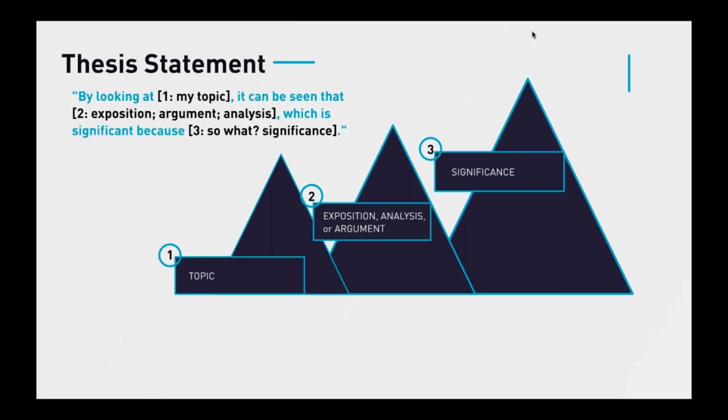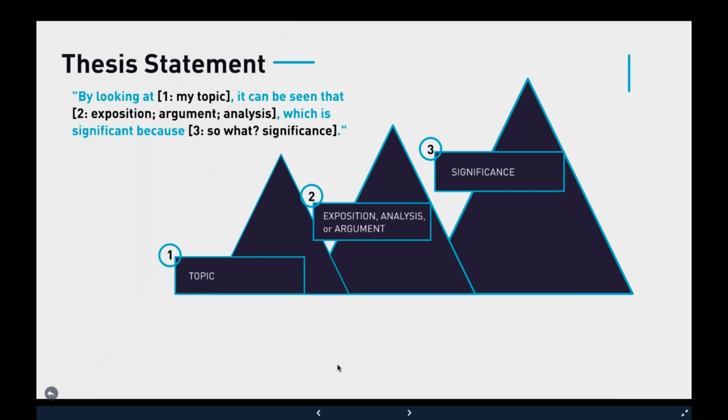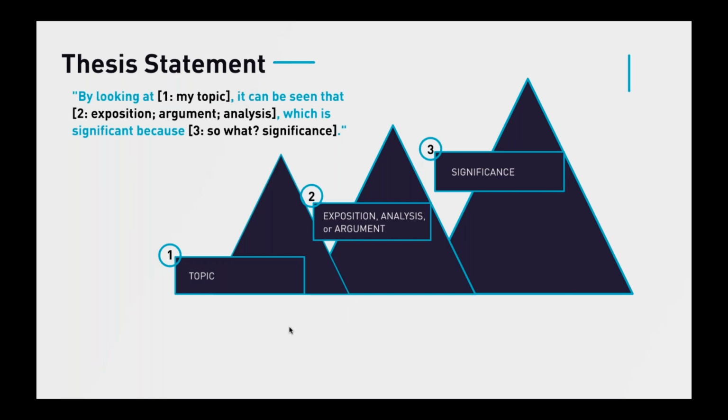If you start your paper by creating a thesis statement like this, you can avoid those kinds of comments in your writing. So the topic we have, by looking at my topic, it can be seen that an exposition, argument, or analysis word from the prior page, which is significant because then I need to answer, so what? Why does this matter? Essentially, you never want to write something if it doesn't matter. Anytime you write something, even for a class assignment, it's going to need to be something that has value to the reader.